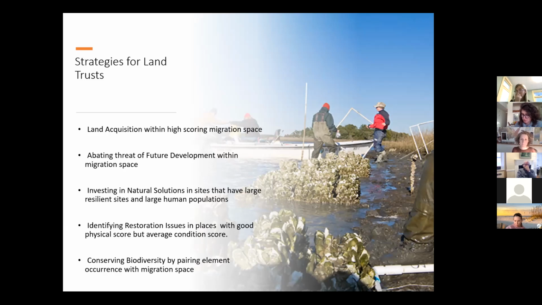And so I have encouraged Land Trusts I've worked with in the group have gotten discrete shape files that help define what was the buffer area that was being considered for a particular complex. And that's something that you might incorporate into your conservation planning to think about keeping those areas in a natural state. We have groups investing in natural solutions in sites that have large resilient sites and large human populations. I do think in just a minute, when we look at 12 Rivers, you'll see how they brought some human element into their strategies and plans.